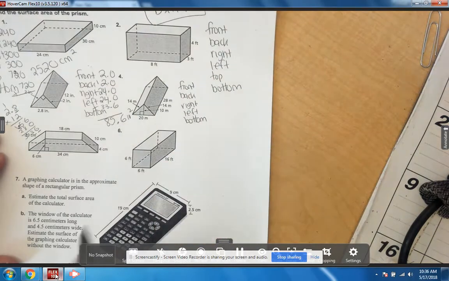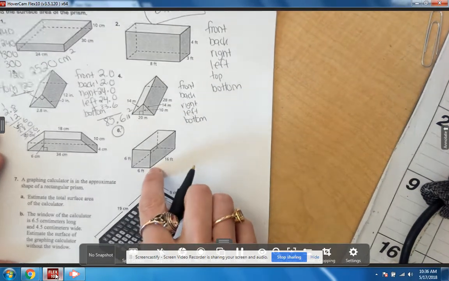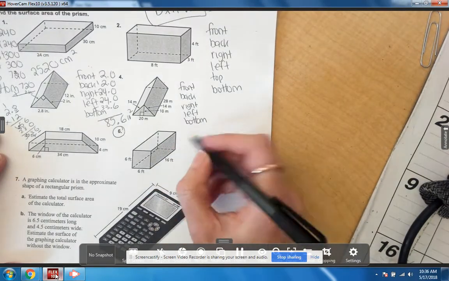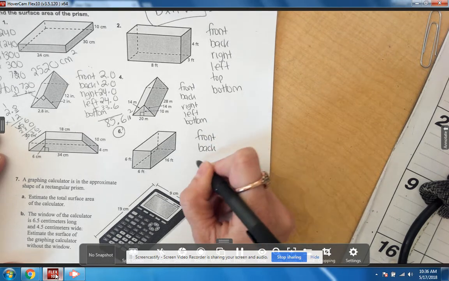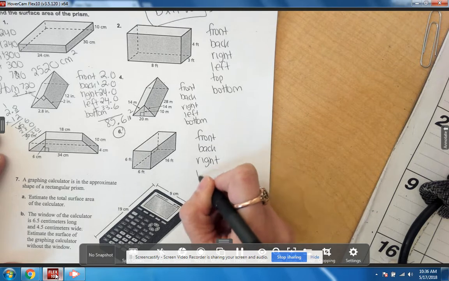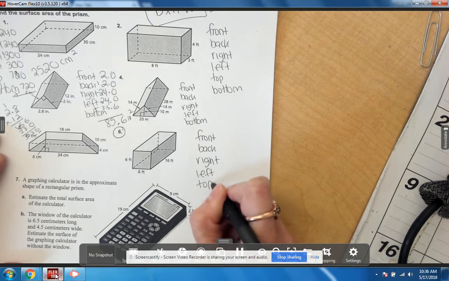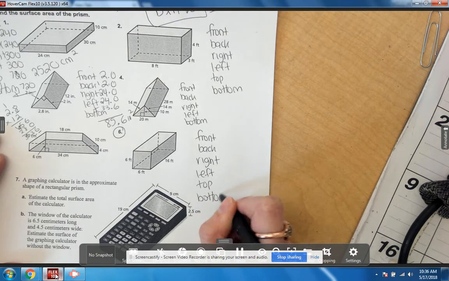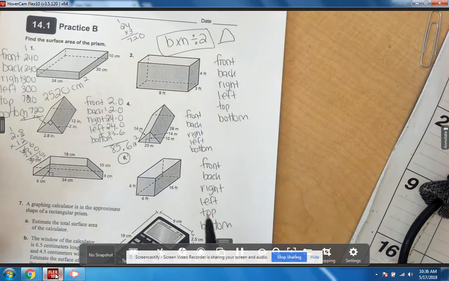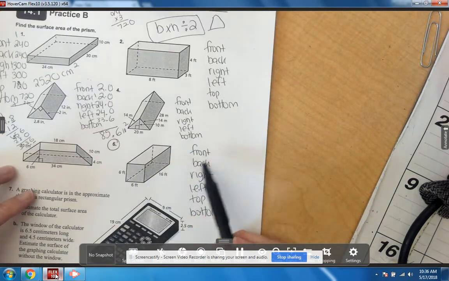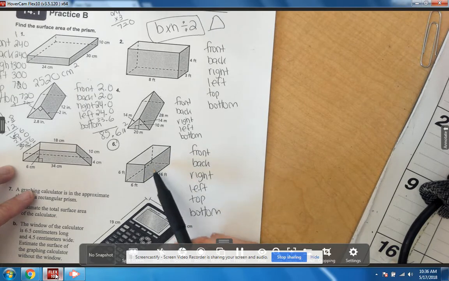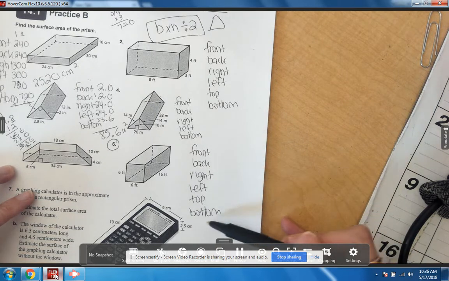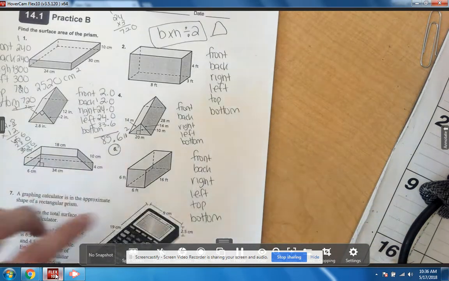Okay, the last one I'm going to have you do is number 6. This is a rectangular prism again, so this is going to have your 6 faces. So you're going to have a front, a back, a right, a left, a top, and a bottom. These are just rectangles, so everything's going to be length times width for this one. So length times width for the front and the back, length times width for the right and the left, length times width for the top and the bottom. Write all those different answers, add them all together. Okay, so finish this last one.